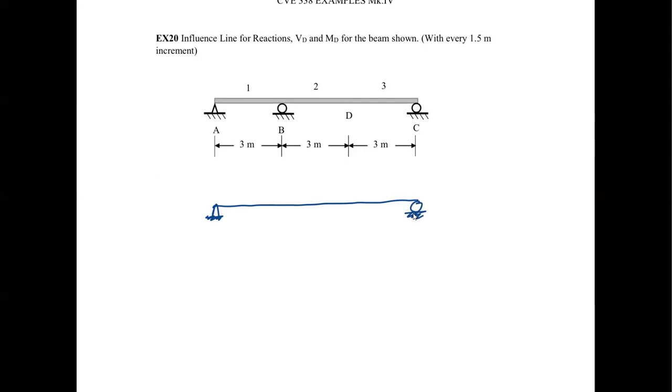And generally, what I have to do is place the unit load at B, and calculate the displacement at every 1.5 meter location, every 1.5 meter increment of the beam. So would you like me to show the method that I use, or would you like just to get the information? Because I will not ask you to do it in the exam.